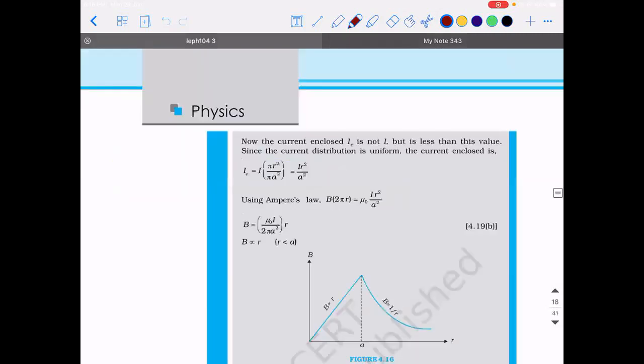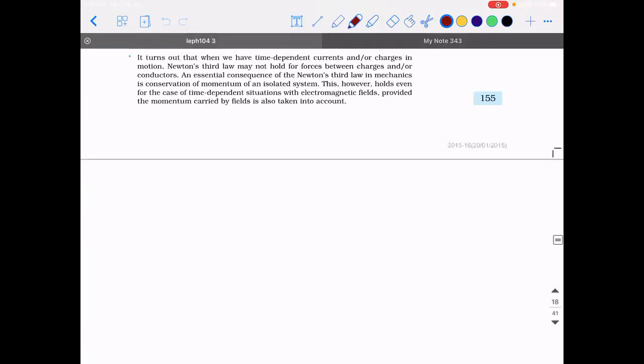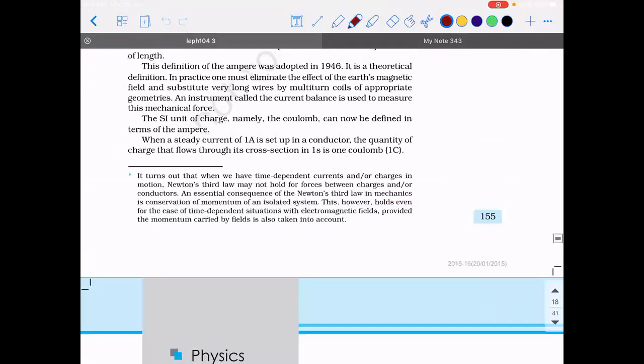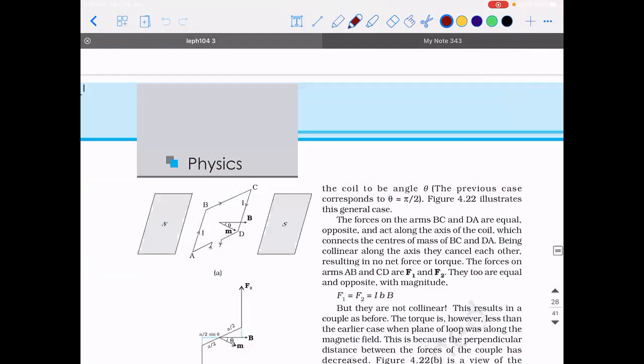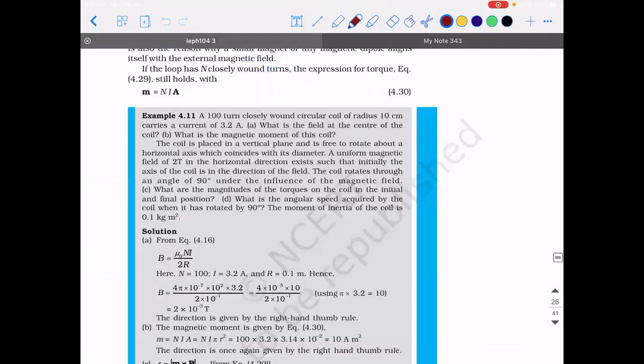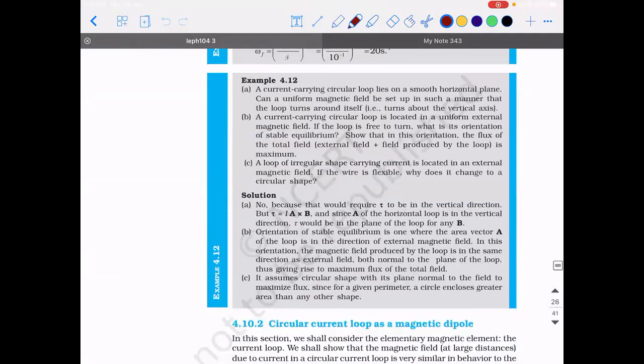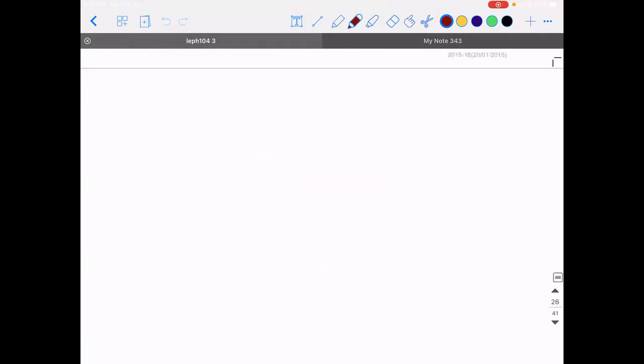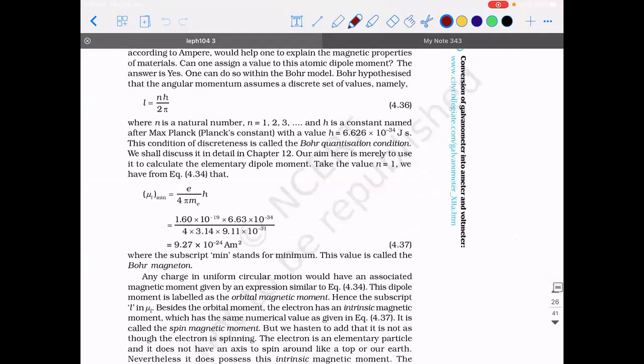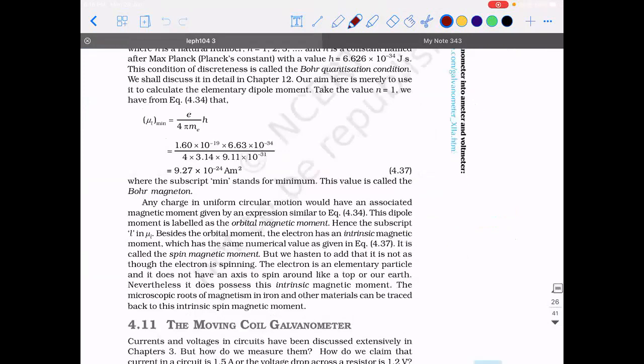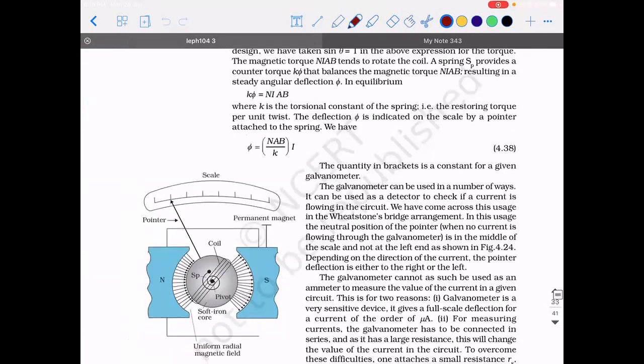I told you, right? Galvanometer is basically a sensitive device, but still you can do one thing with a galvanometer. What is that? You can convert a galvanometer into a measuring device. How can you do that? That we will see now. I'll show you till where I have discussed. I've discussed till this point. So from here only, phi by I is equal to NBA divided by K, all those things we saw.